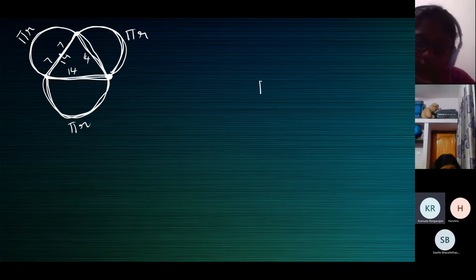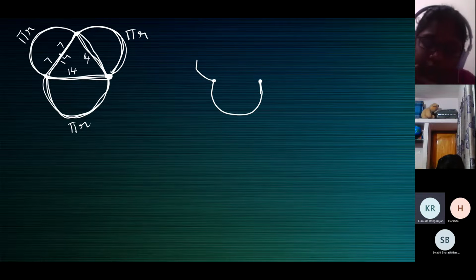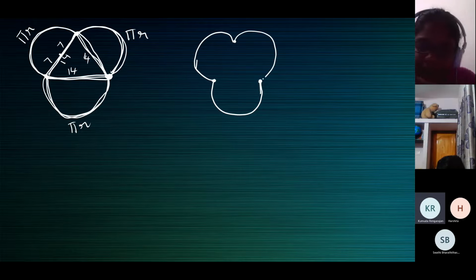You'll go like this. Say you start from here. One semicircle, you'll come here. Another semicircle, you come here. Another semicircle, you'll come here. See, this is the boundary of the figure. You should not go inside the figure.